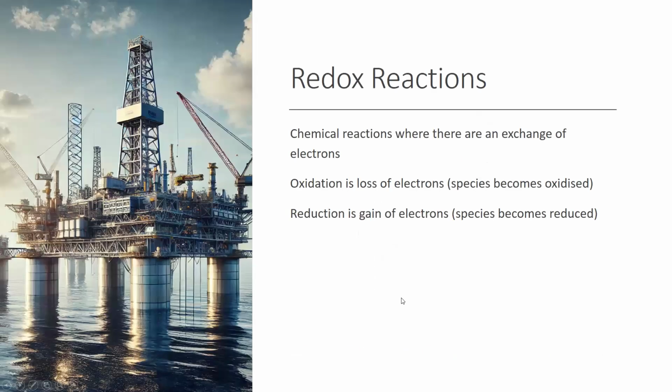Now, let's move on to redox reactions, which are chemical reactions where there is an exchange of electrons. I've included an oil rig here to the left. As perhaps you will remember, OIL RIG is oxidation is loss of electrons and reduction is gain of electrons. In a redox reaction, one species becomes oxidized and another will become reduced, and that's where the electrons are transferred.